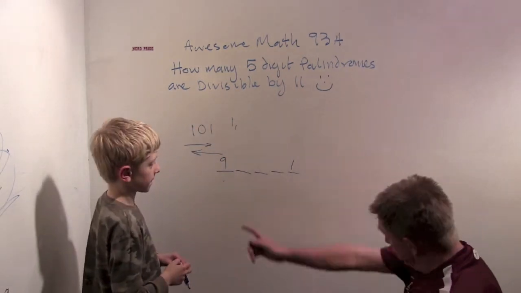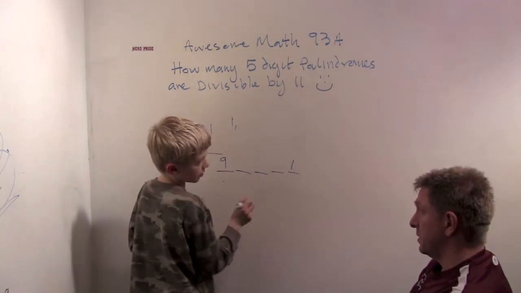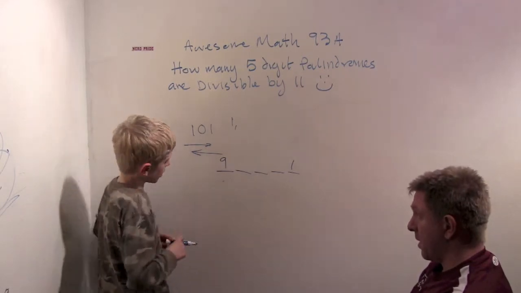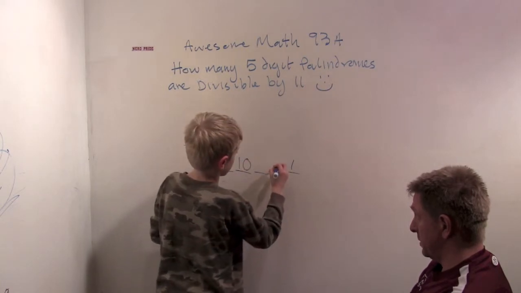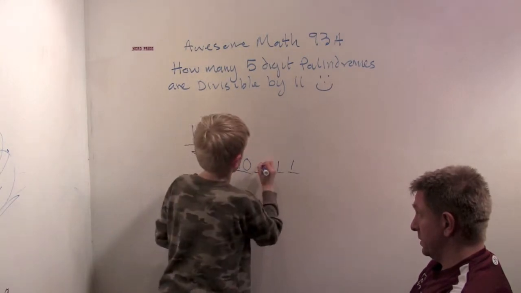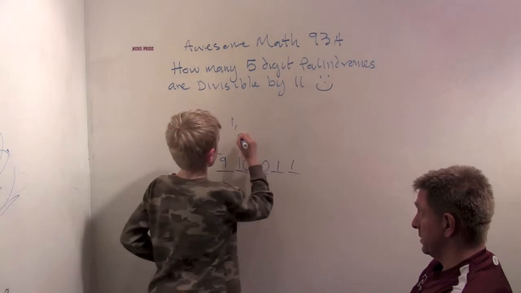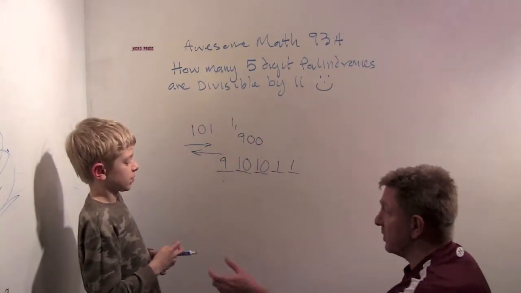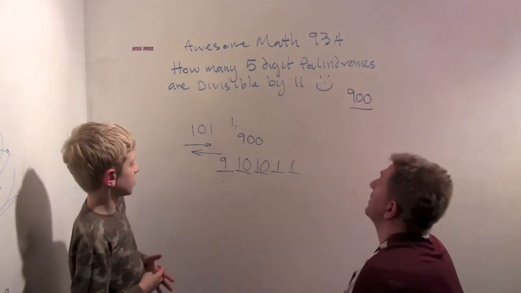Why can't I use a 0 here? Because then it wouldn't be a 5-digit number. Then you can use a 0 here, 10 choices, and then this middle digit could be anything. So it looks like there are 900. Let's write that over here: there are 900 5-digit palindromes.